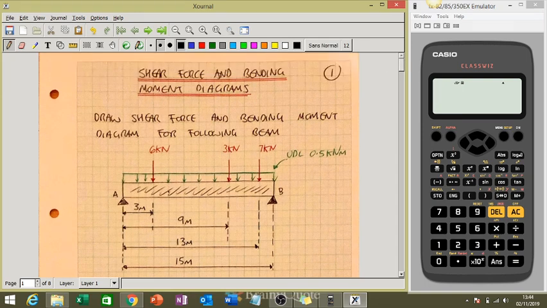So here's my beam, 6 kilonewtons there, 3 kilonewtons there, 7 kilonewtons, at 3, 9, 13, and the beam is 15 meters long. It's got a UDL of 0.5 kilonewtons per meter. So we need to draw the shear force and bending moment diagram for that beam.